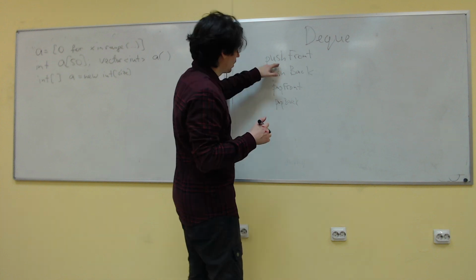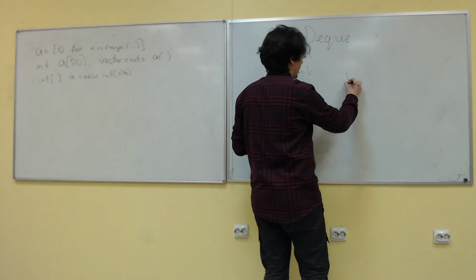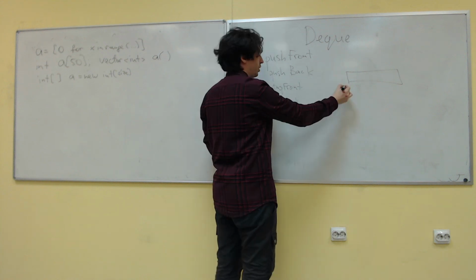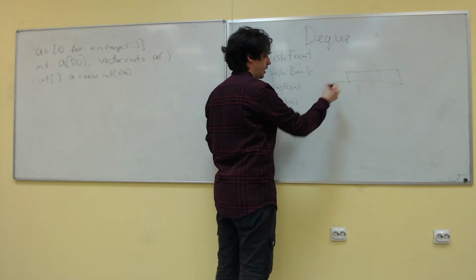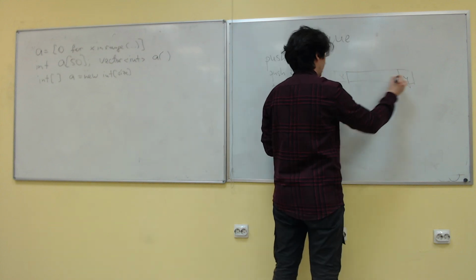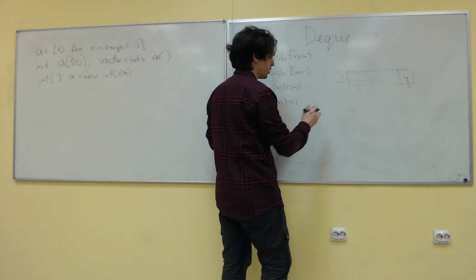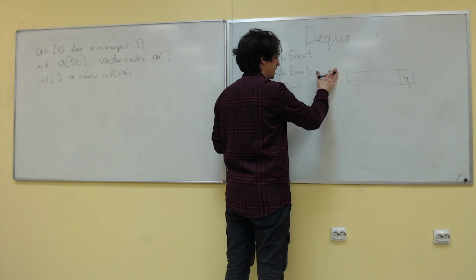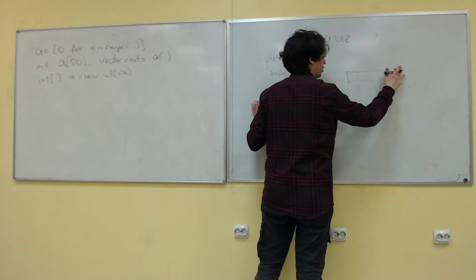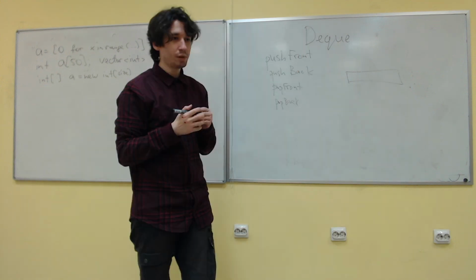So you have kind of this array. You can push front, to put an element at the front. Then you can push back, put an element at the end. Then you can pop front, you take an element from the beginning, and then you pop back, you return an element from the back.